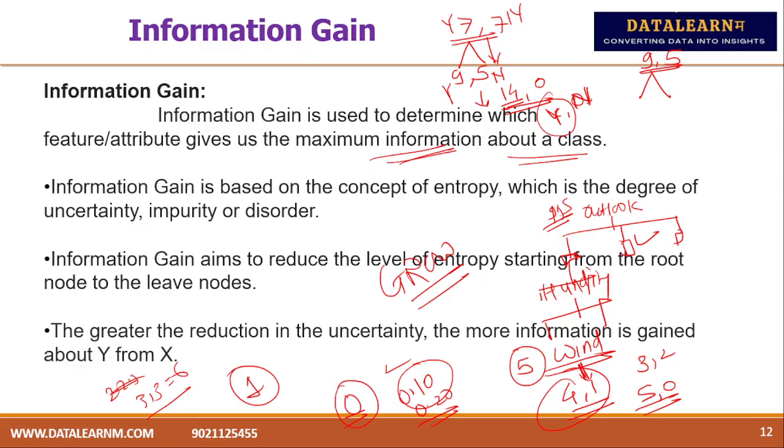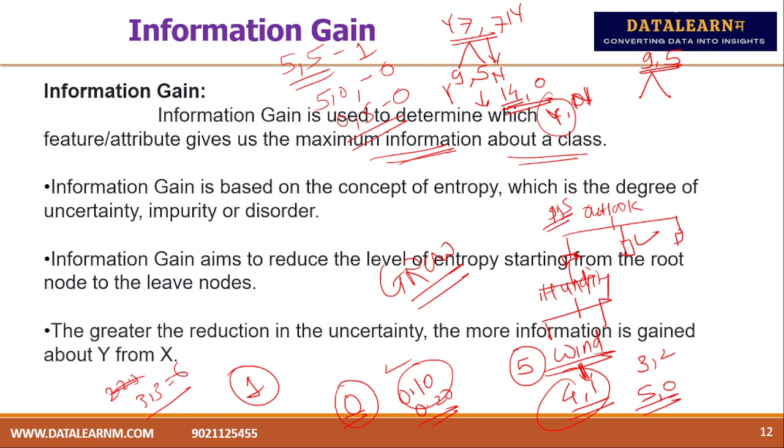0 means no entropy. 1 means 100% entropy, meaning impurity is there. If you put the same values in that equation, you will get a 1. If you put 5, 0, you will get a 0. If you put 0, 5, you will get a 0. Okay, this is how it will work.